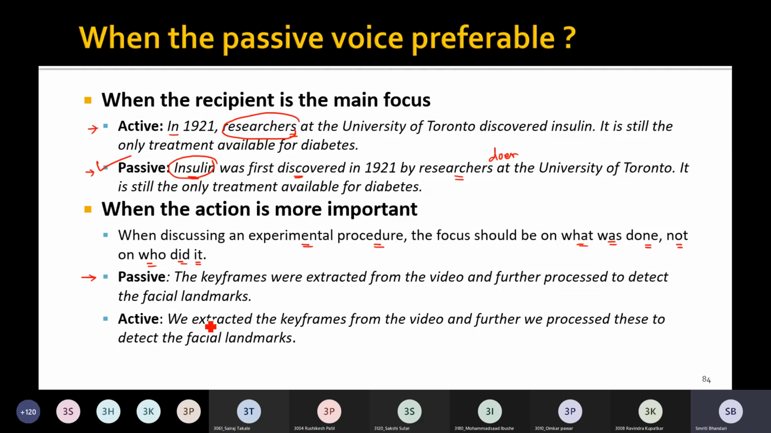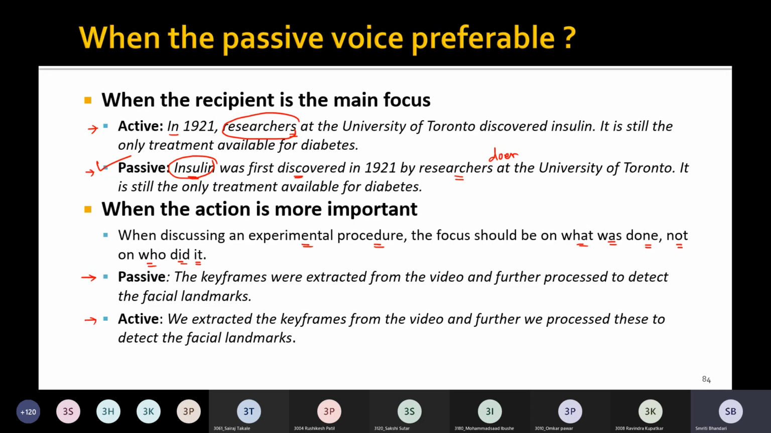Now if I write the same statement in active voice, how am I writing it? See here: we extracted the keyframes from the video and further we processed these to detect the facial landmarks. What are we describing? We are describing some process.